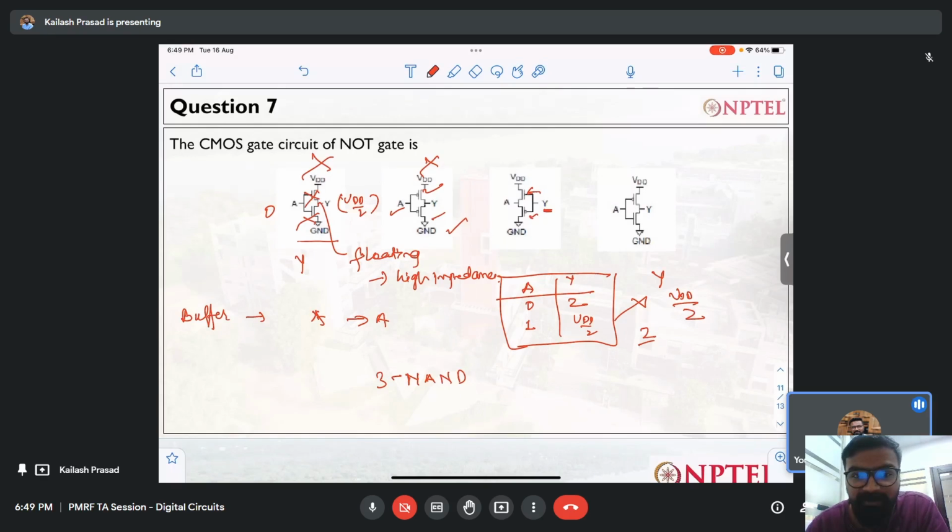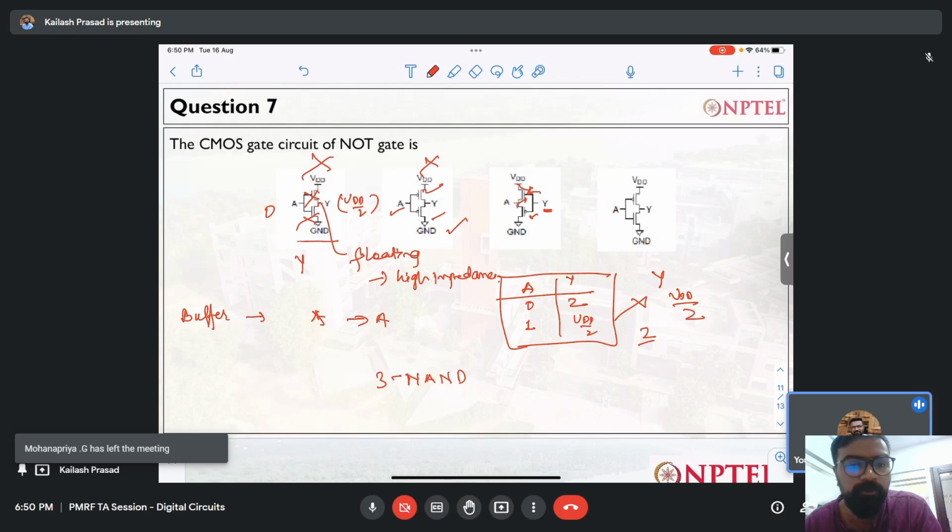For any NMOS or PMOS, for any CMOS logic, the gate cannot be the output. The gate is always the input. You provide voltage at the gate, and you cannot take output from the gate, because there is no connection between the source and gate or the drain and gate. So the gate can only be the input, it cannot be the output. That is what Sai Kiran was trying to say, and I'm also trying to say the same thing.